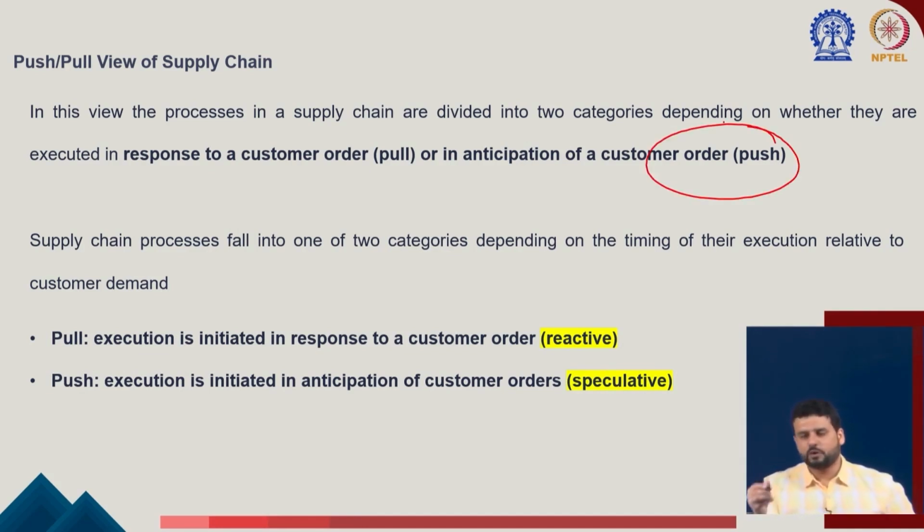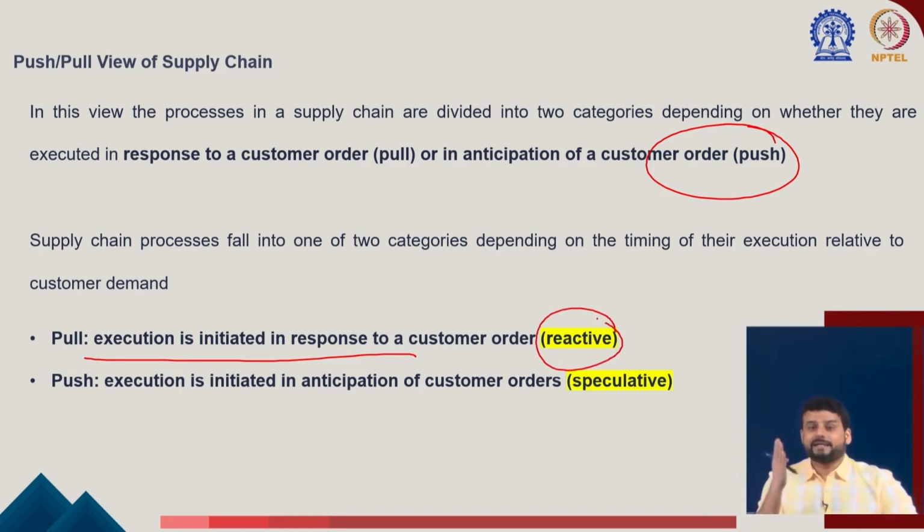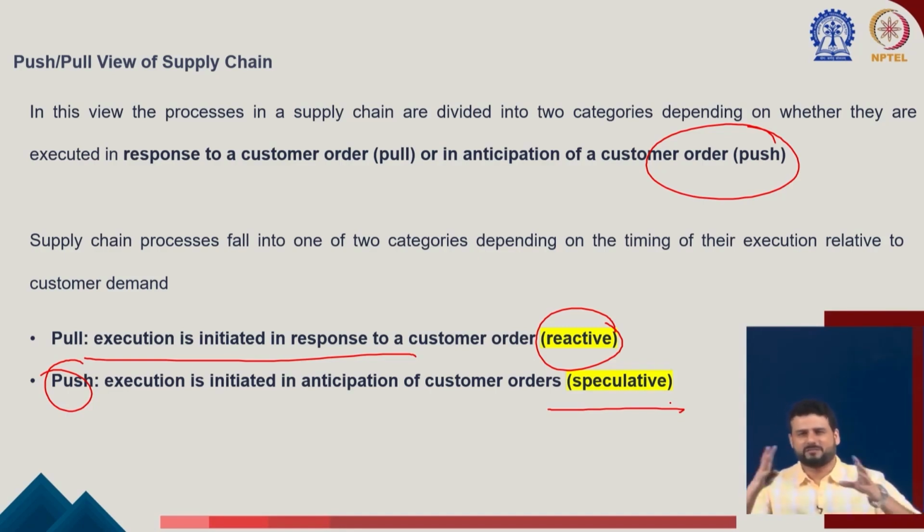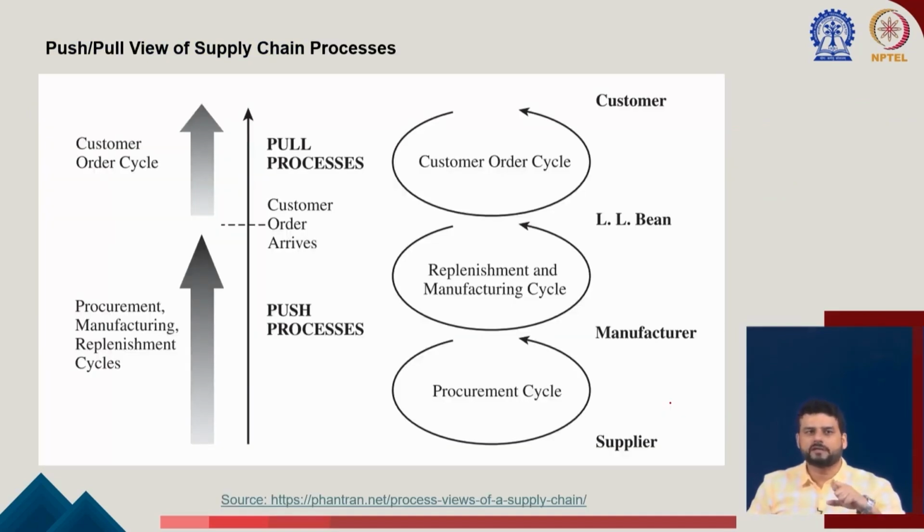But the push view is when you keep on producing things, and whenever a customer comes you keep depleting the inventory, right? From the inventory you are meeting the order. So the pull process is a reactive process, because you start producing your things once your customer order arrives, right? And in push, you are already producing things based on speculation and forecasting that this is going to be the demand, so let us manufacture this much inventory, and whenever the demand is there, we can consume that. So this is the push-pull view of the supply chain.